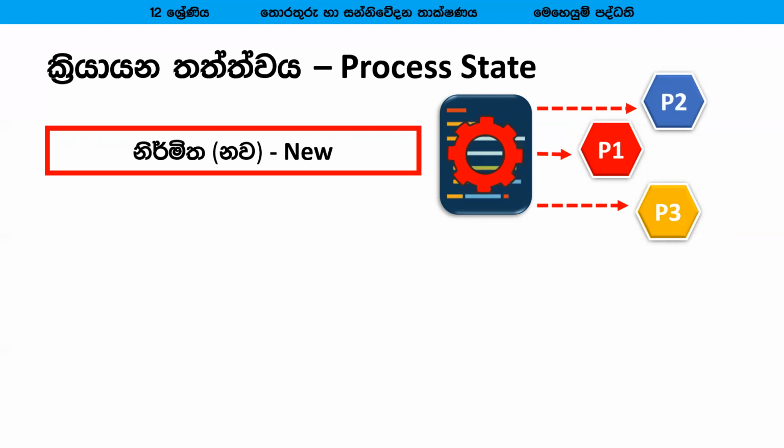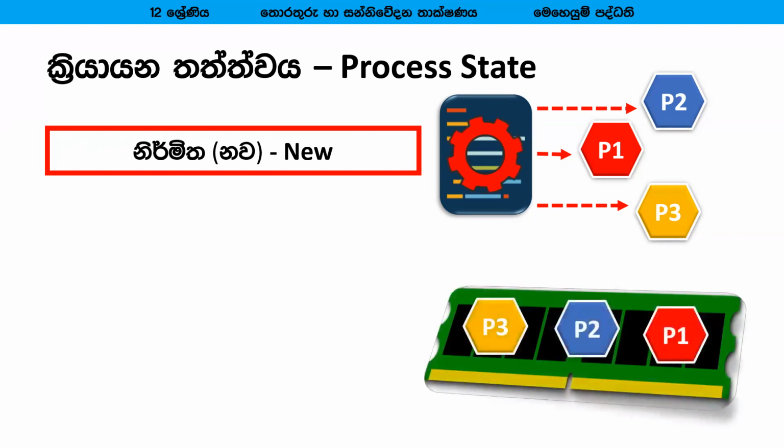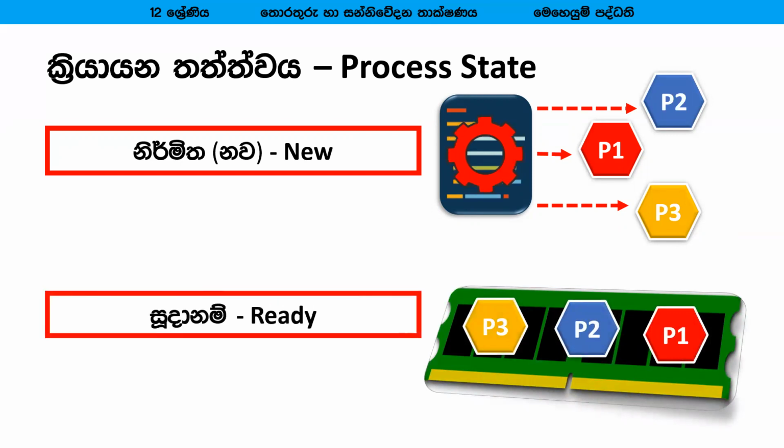When the new state is given to a particular process, at that instant it is moved to the RAM, right? Once it has been moved to the RAM, the operating system changes the state from new to ready, right? So now the process is in the ready state.